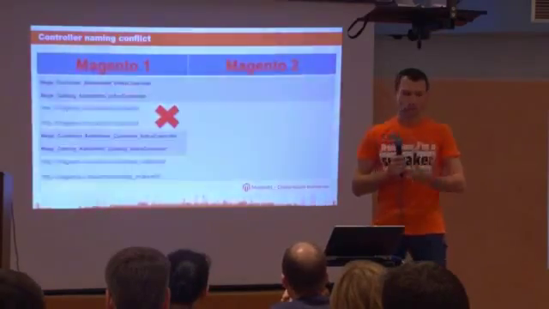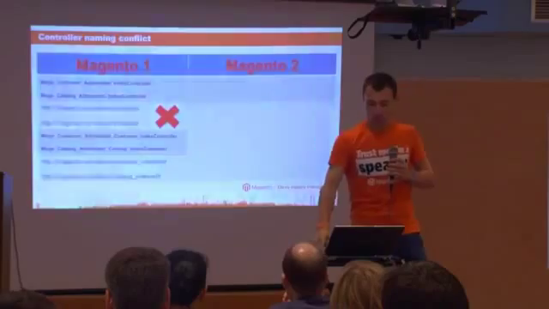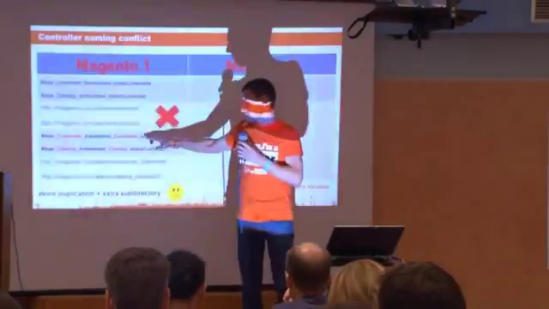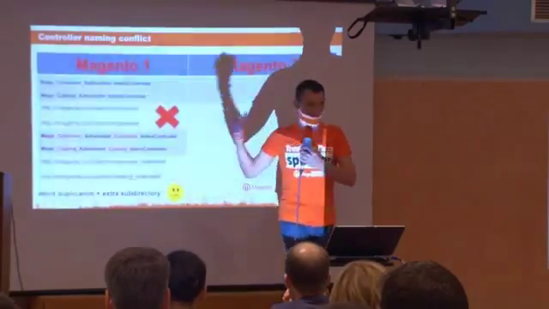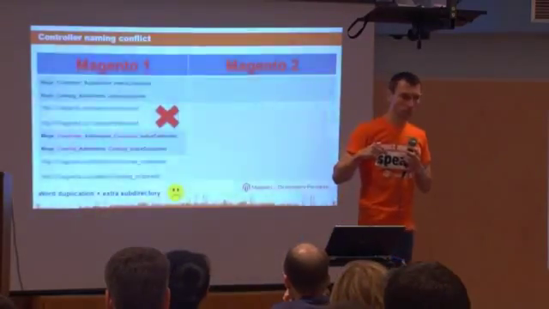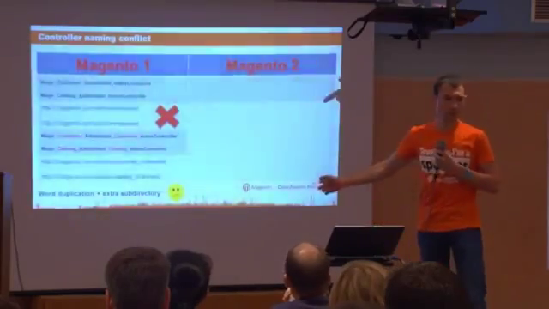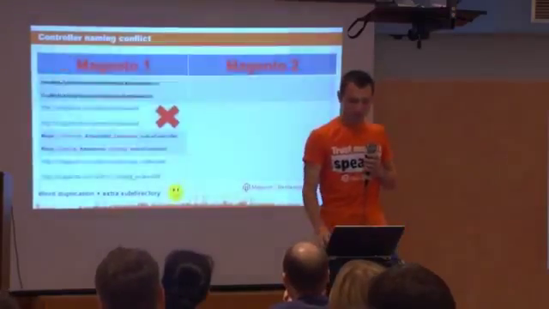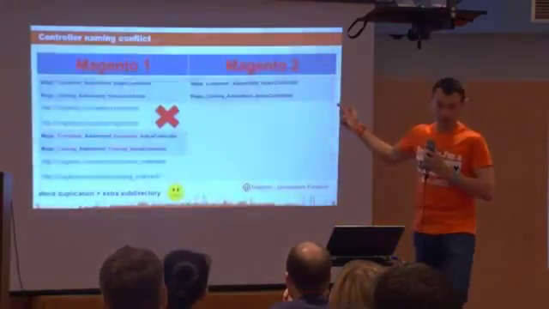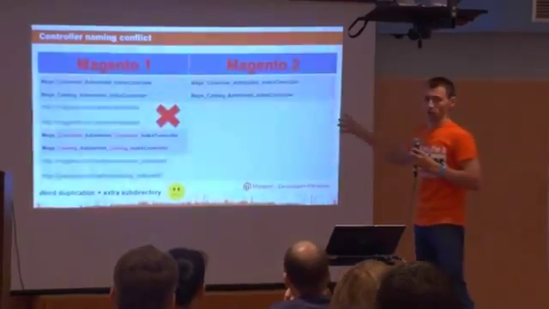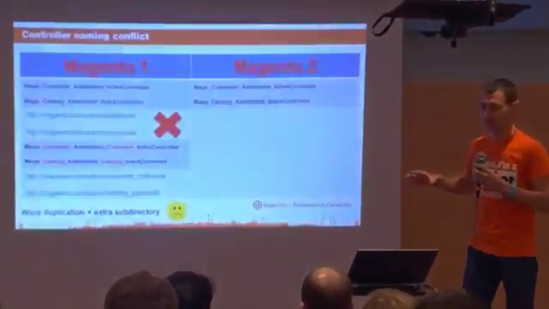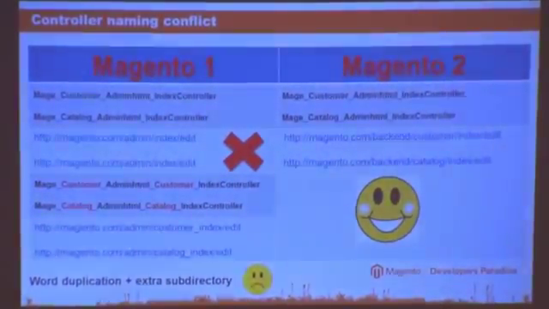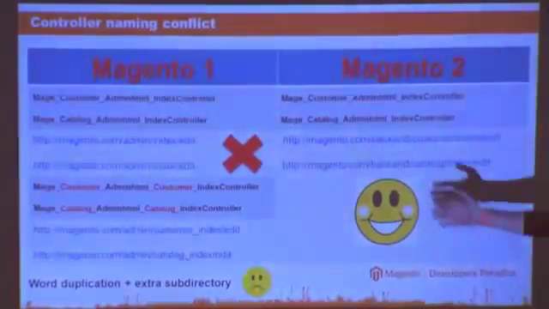But why do we need to have such an unnatural controller name? We have word duplication in our controller names: customer, customer, catalog, catalog. We have to create an extra subdirectory in our module. That's why our developer isn't happy. In Magento 2, you can use this controller name without any word duplication, without any subdirectory. And you can use this URL when you want to access these controllers. And our developers are really happy.